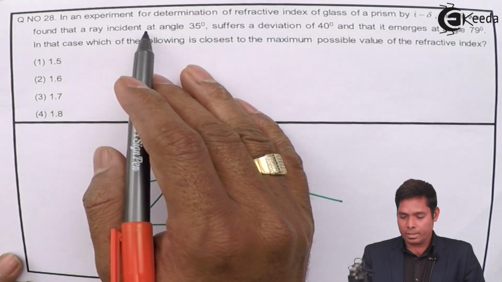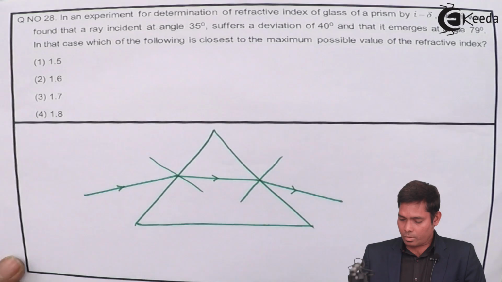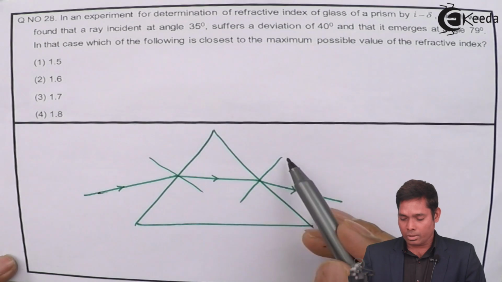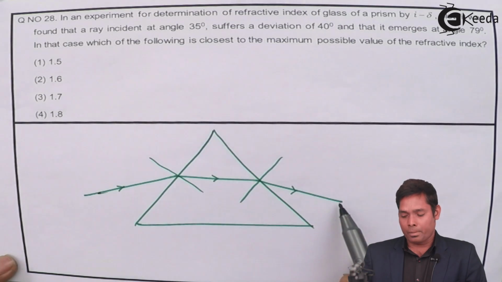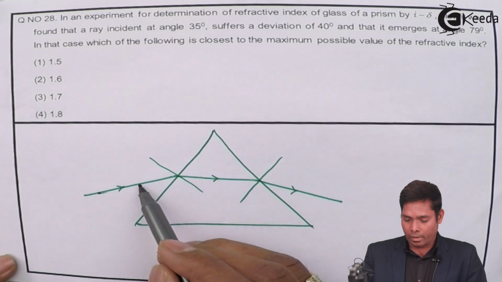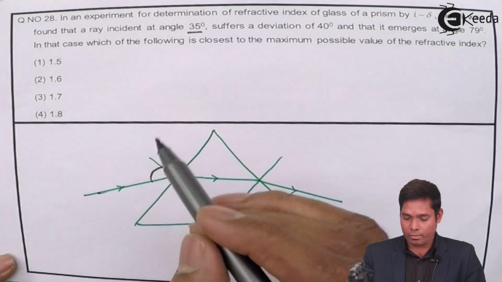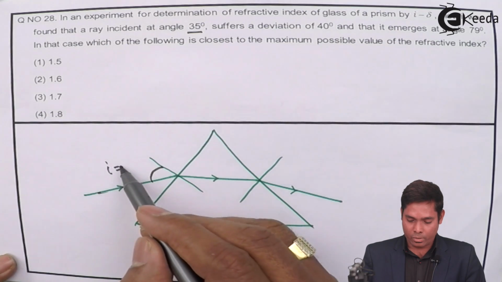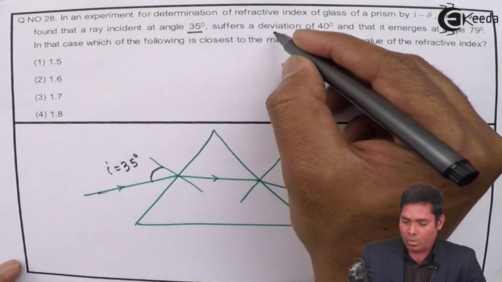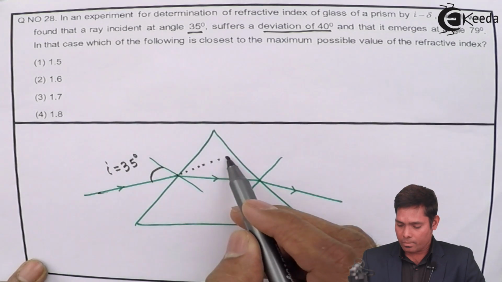a ray incident at an angle of 35. That means this is the incident ray, this is the normal to this face of the prism, and this is also normal, and this is the emergent ray, this is the refracted ray. This incident ray with the normal makes an angle of 35 degree. So I write I equals 35 degree. And suppose a deviation. Now this is not a minimum deviation, it is a deviation.